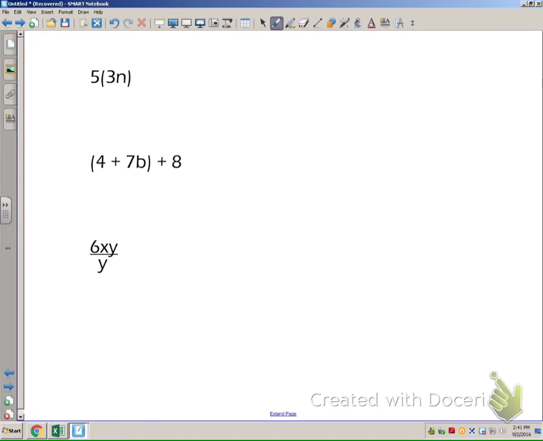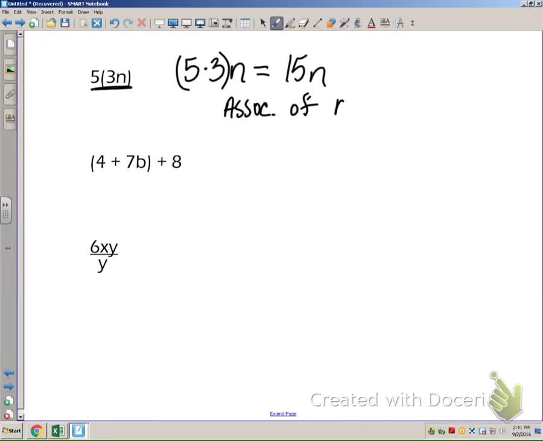Okay, when we do these problems, a lot of times we do not write out all the steps, but mentally we do the steps in our head. So if I wanted to simplify this problem, I know that inside the parentheses I can't change anything. So instead I'm going to do the 5 times the 3, then multiply it by the n, getting 15n. This is an example of the associative property of multiplication because I changed the grouping. I first multiplied the 5 and the 3, then times it by n.